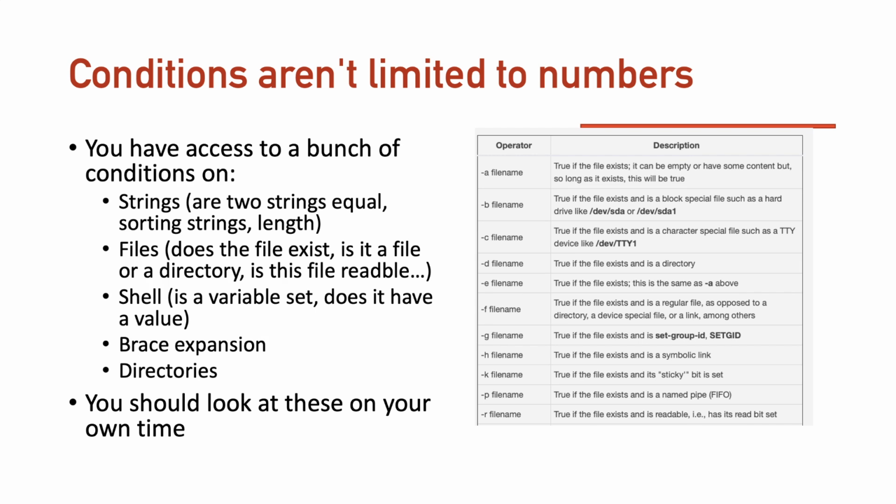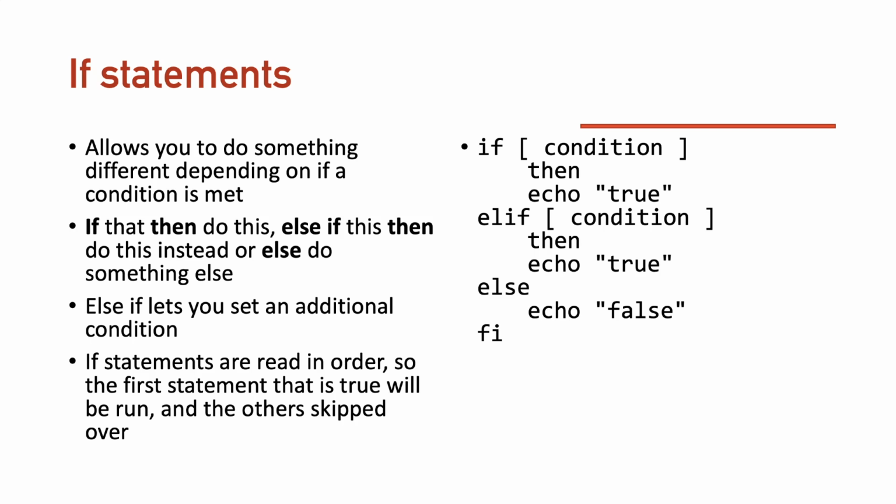Is a variable set? Does it have a value? We have brace expansion and directories and a whole bunch of them. I'm not going to really go over them. You can look them up on your own time. But there's a ton of really useful things you can do with conditions in Bash. In a lot of ways, writing something in Bash is even quicker than writing it in something like Python, because a lot of these conditions are super easy to write. So with that in mind, let's do if statements.